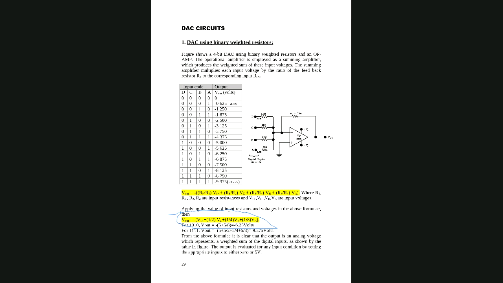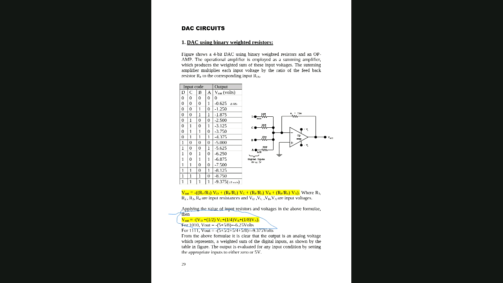VA is the LSB, so the weight is the lowest, 1 by 8. VB is next, so it is 1 by 4. VC is 1 by 2. So VD plus 1 by 2 VC plus 1 by 4 VB plus 1 by 8 VA. VA is the least significant bit, so it has the least weight, 1 by 8. And VD is the most significant bit, so it has the highest weight, which is 1.